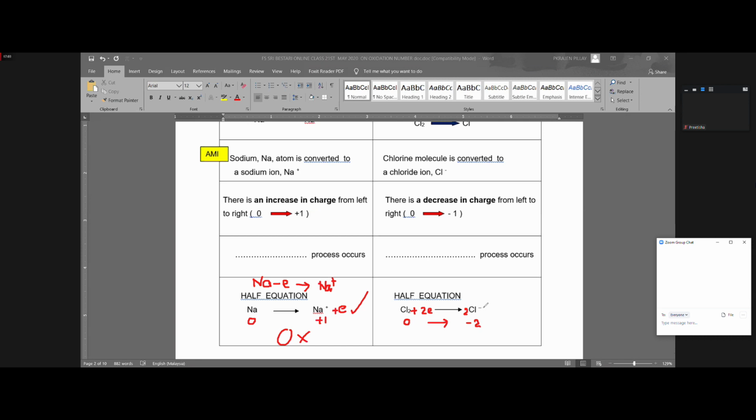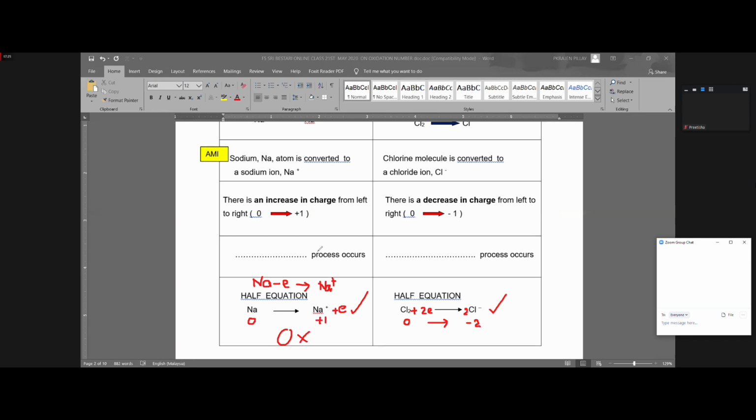Can you see now? If it's 2 minus, so you put 2e. That's a shortcut. So this is your half equation. Your half equation can only put plus e, either a plus e on the left side or plus e on the right side. That's a half equation. Okay, get it?